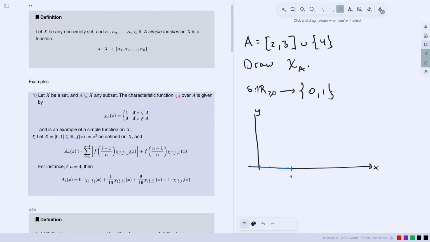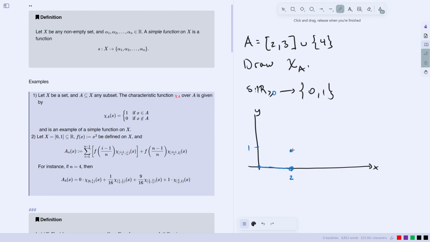So let's say that's 2. Well, chi of 2 is 1. So we'll go up here and say that's 1. Chi of 2 is 1. Okay. And for all x between 2 and 3, well, by definition, x is an A. So every x between 2 and 3 inclusive will be mapped to 1 under the characteristic function.